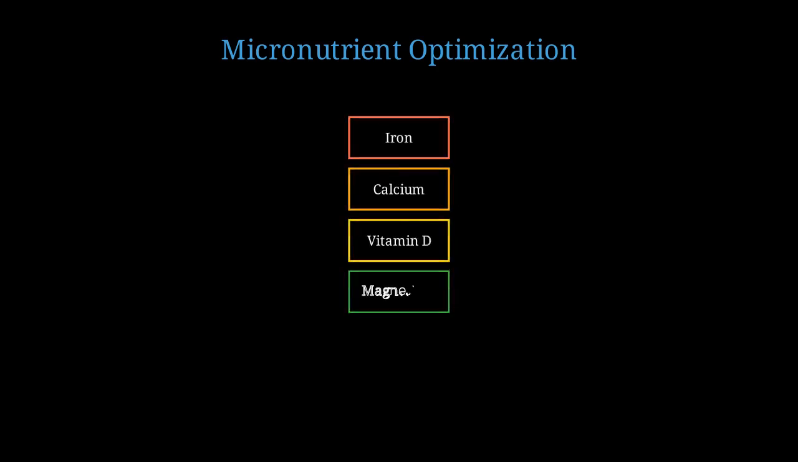Beyond macronutrients, the AI can also optimize for specific micronutrients. This is incredibly valuable for addressing nutritional deficiencies. The AI can target specific micronutrients like iron, calcium, vitamin D, magnesium, and zinc. It selects ingredients that are naturally rich in these nutrients while fitting the overall recipe profile.